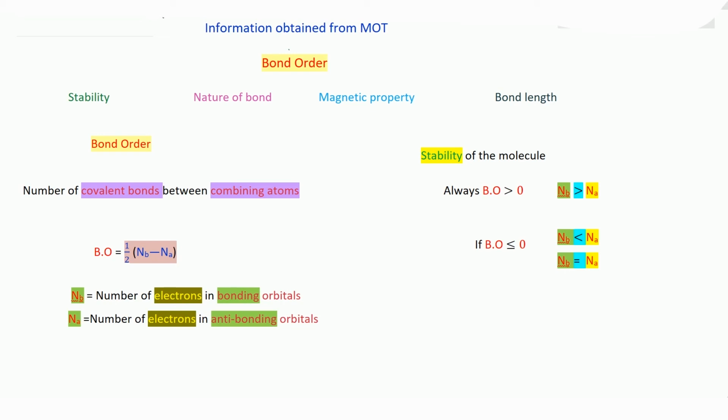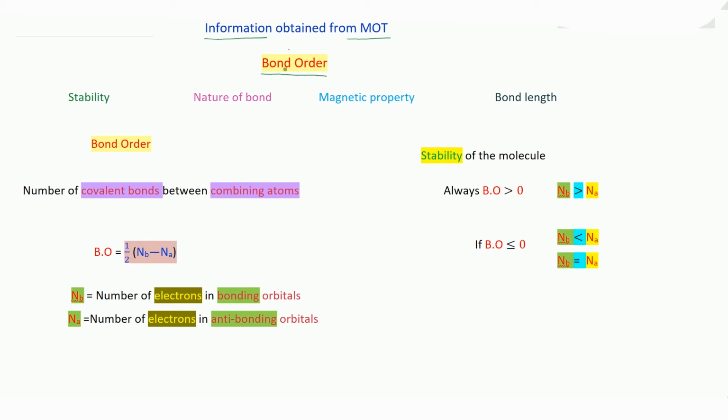Last video we discussed the molecular orbital theory and how to draw a molecular orbital diagram. In this video we are going to discuss the applications, or the information obtained, from molecular orbital theory. From the molecular orbital diagram we will be able to calculate the bond order.